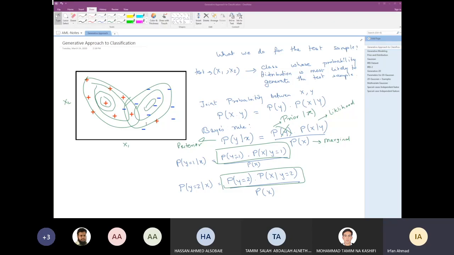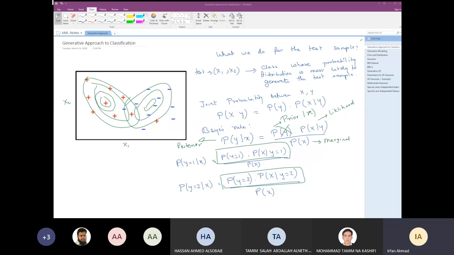And for the test samples, once we get a test sample having the features X, whatever dimension, it could be one dimensional, two dimensional, whatever, we look at which class probability distribution is most likely to generate that sample. The class which has the highest probability of generating that sample, we assign the same class to the test sample. And to get that, we basically work with the joint probability.